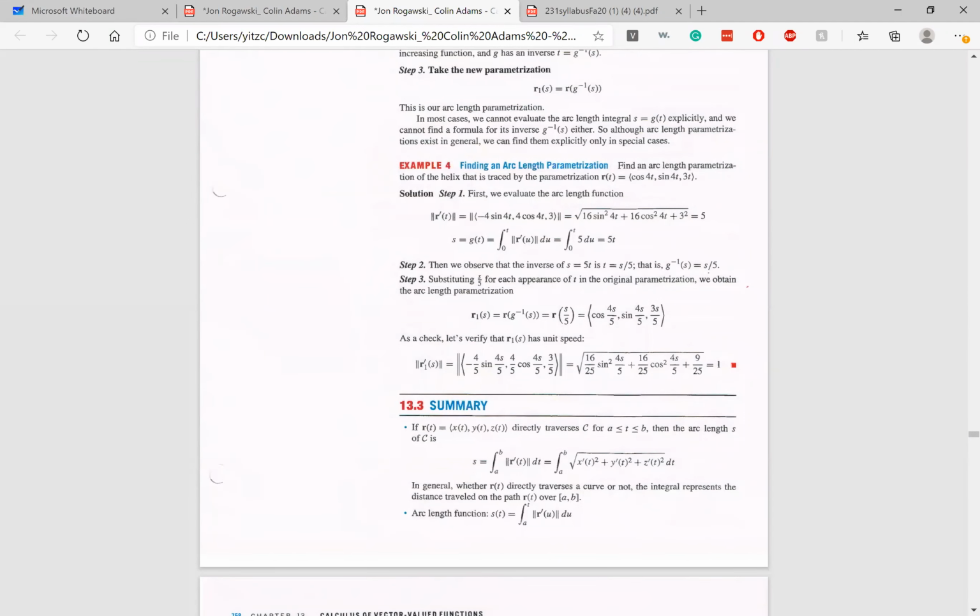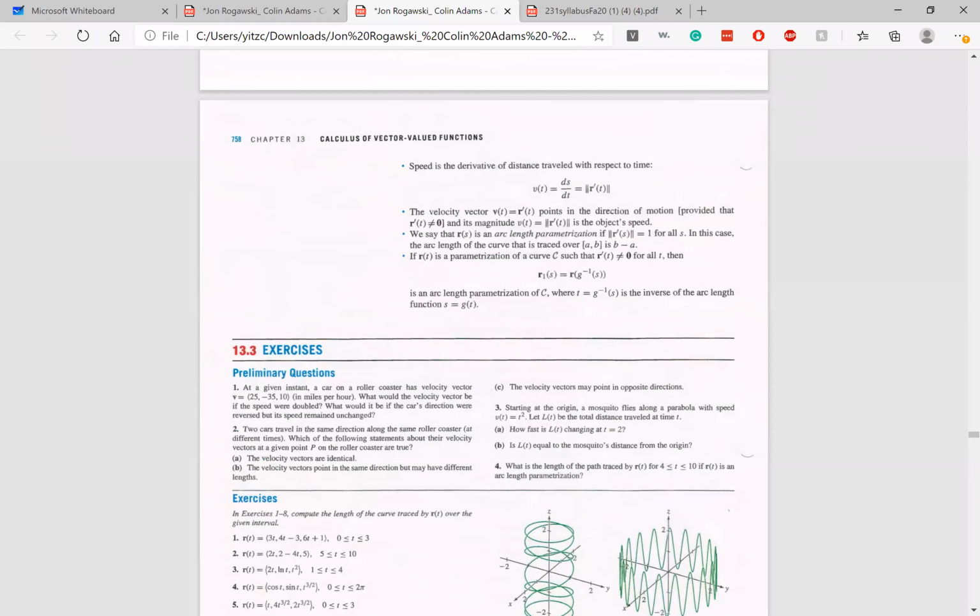Okay, so are there any questions about this? Or can I move on to curvature? No questions. Okay, so let's continue with curvature.